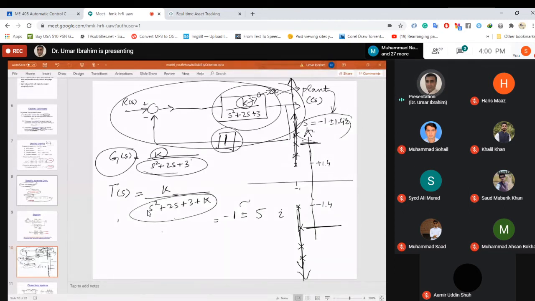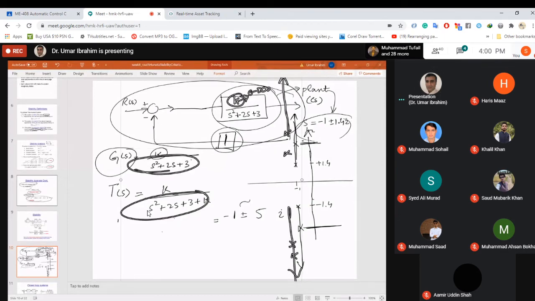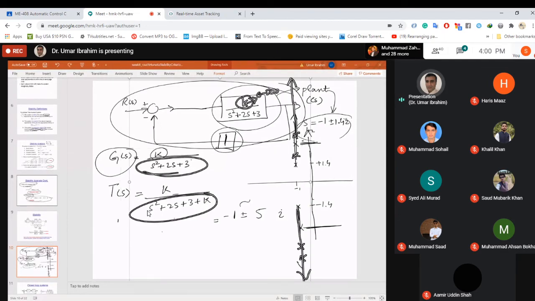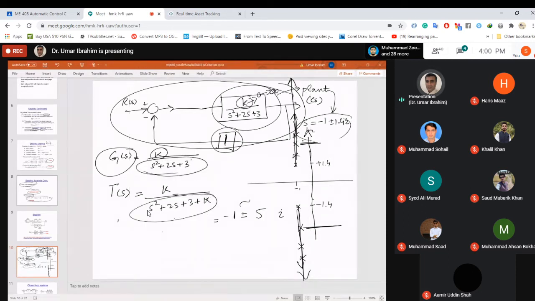What is root locus? If you have a plant transfer function like this, and you place it in a closed loop feedback control system, then the response of this feedback control system containing the plant transfer function depends on the k value, because the k value here will affect the poles of the closed loop feedback control system. It will affect the location of the poles.